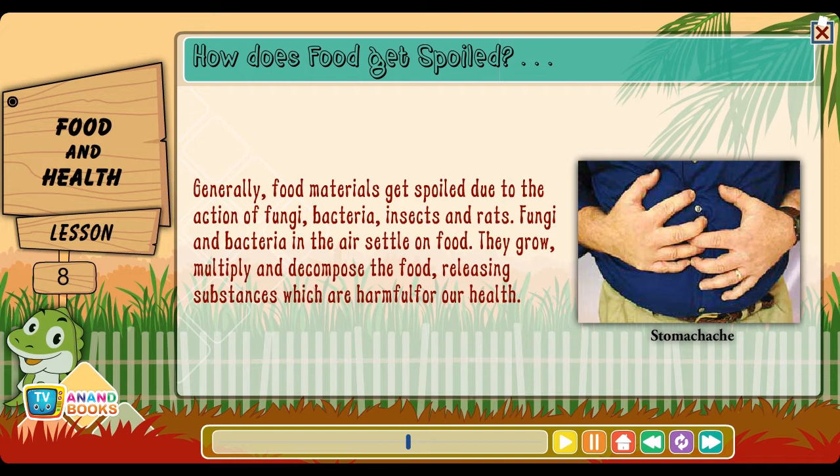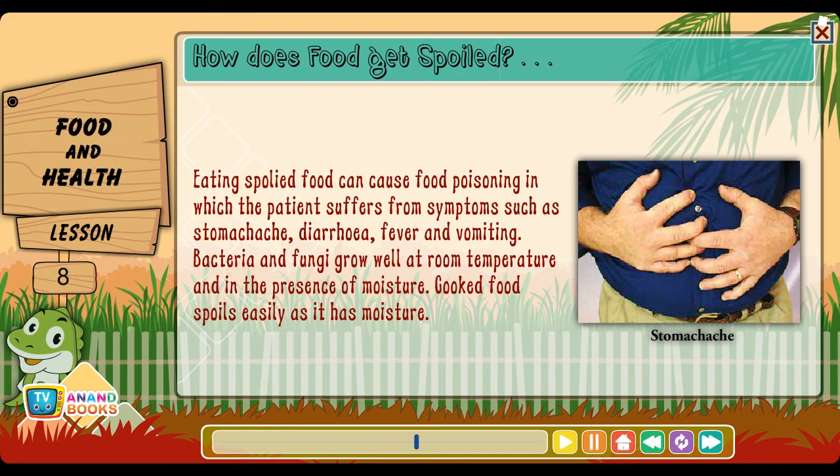Fungi and bacteria in the air settle on food. They grow, multiply, and decompose the food, releasing substances which are harmful for our health. Eating spoiled food can cause food poisoning, in which the patient suffers from symptoms such as stomachache, diarrhea, fever, and vomiting. Bacteria and fungi grow well at room temperature and in the presence of moisture.